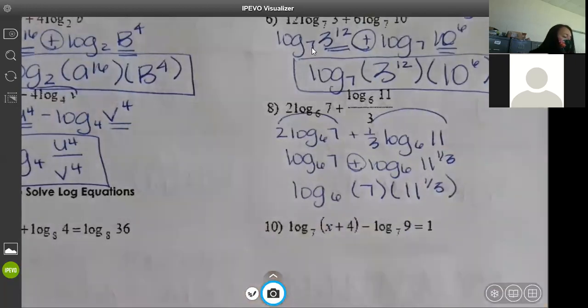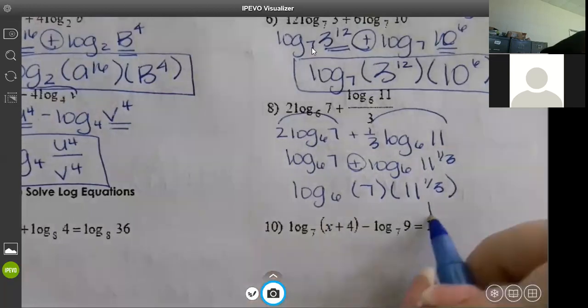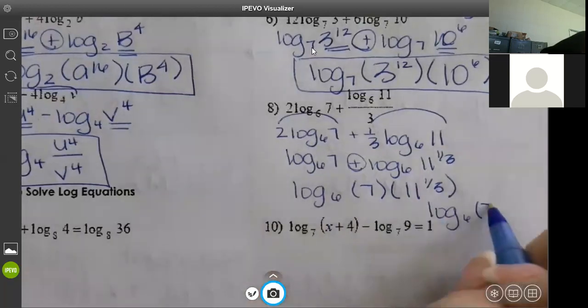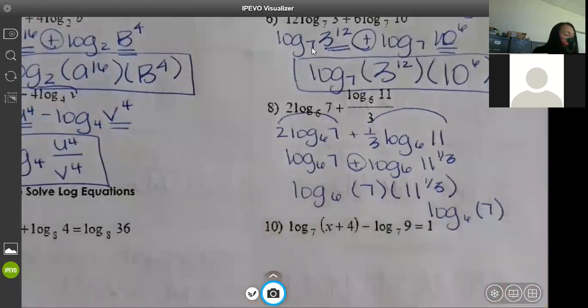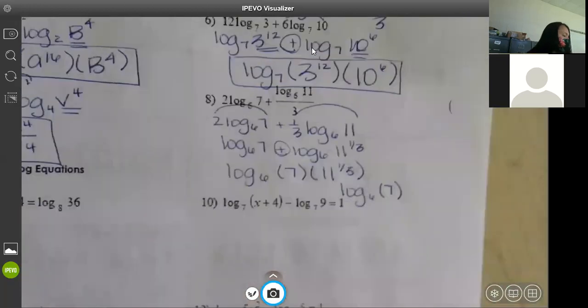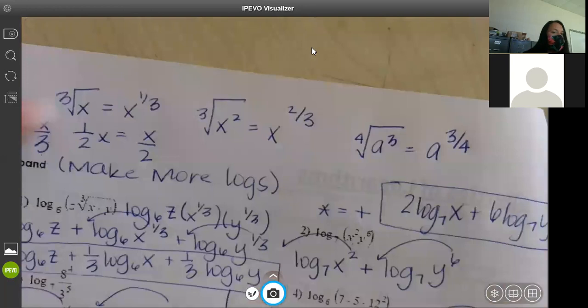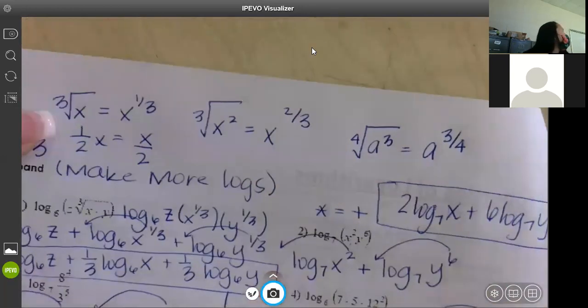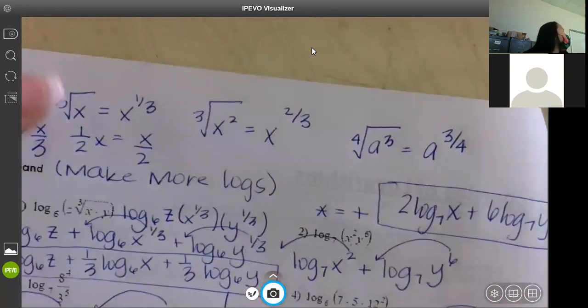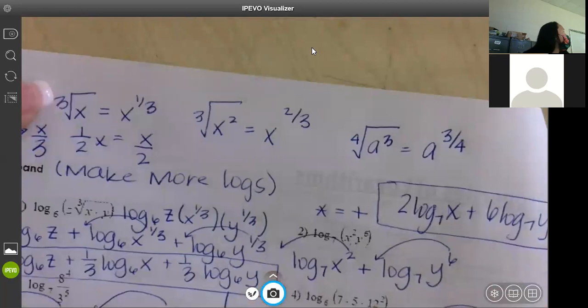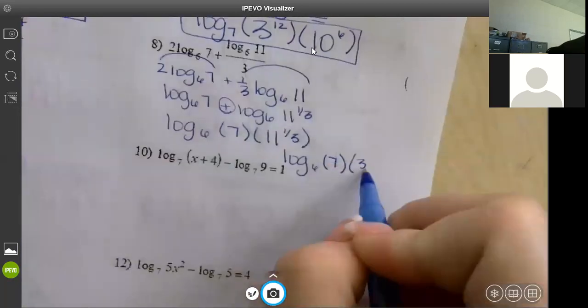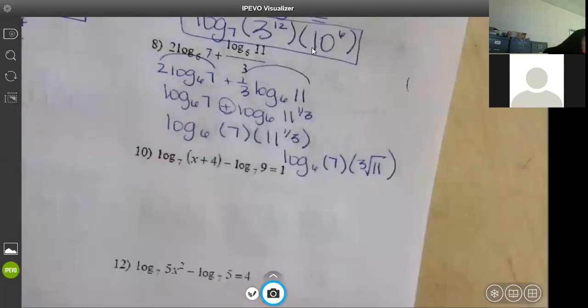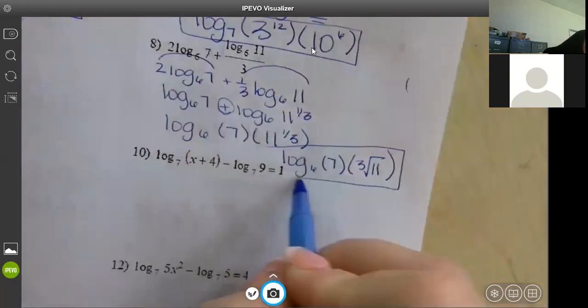But they won't leave it as the 1/3 power. What will they write it as? What did I tell you the 1/3 power was? What is this? Cube root. So they'll change it to the cube root of 11. So this would be your final answer.